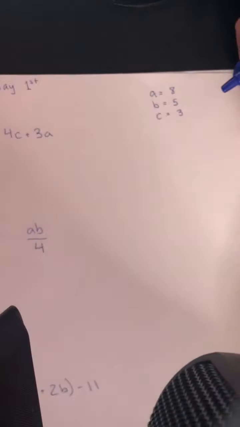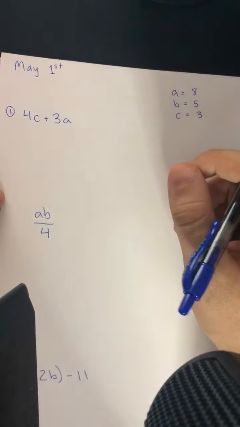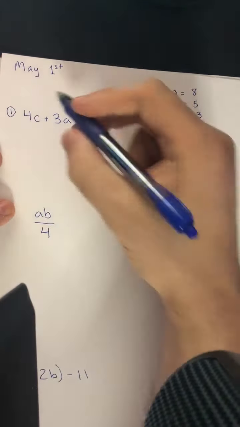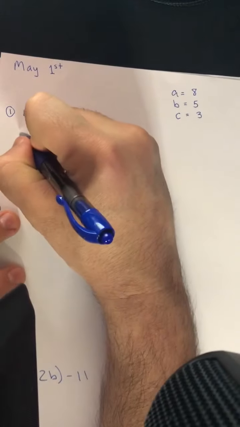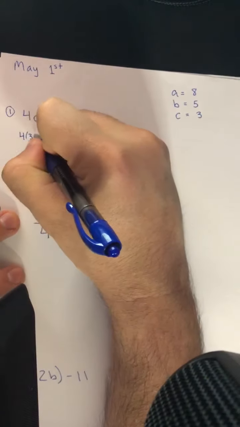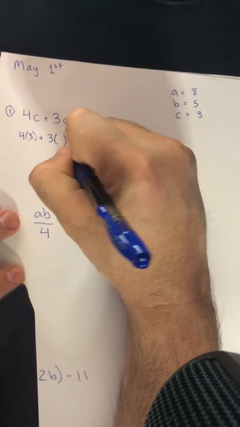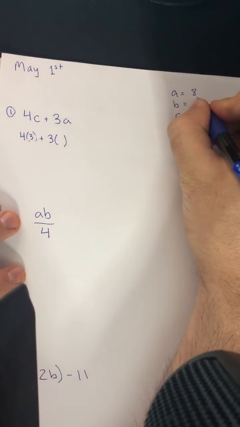So they tell us that A equals 8, B equals 5, C equals 3, and they want us to do substitution and then solve using the order of operations. So 4C plus 3A. First thing you do is find your C and find your A. C is 3, A is 8. So instead of 4 times C, I'm going to write 4 times the value of C, which is that 3. So I'm going to plug the 3 in for C. My plus stays the same, my 3 stays the same. Oh, it's being multiplied by an A. What's A's value? 8.